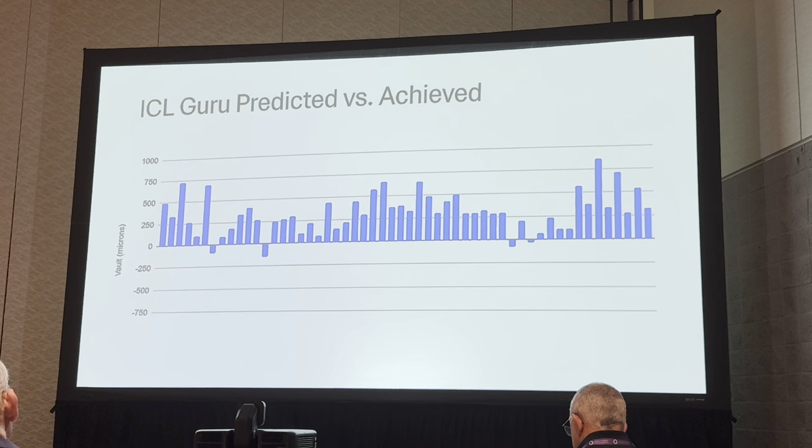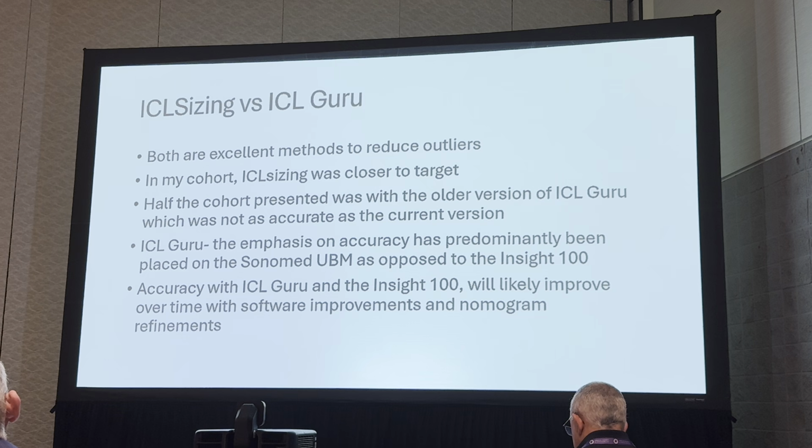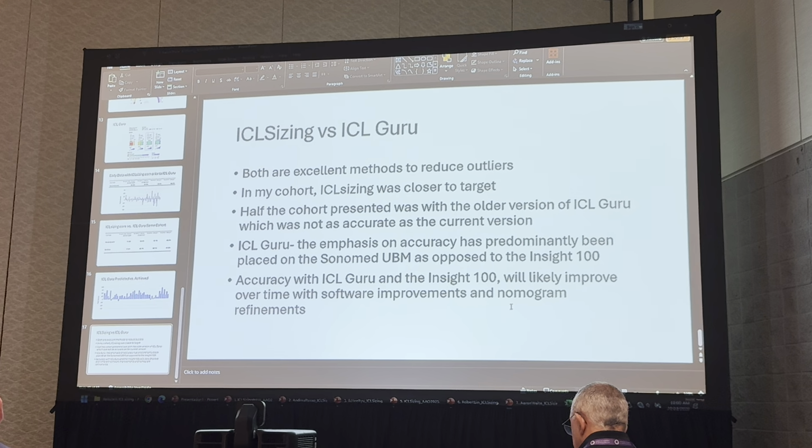Half the cohort presented earlier, that cohort with ICL sizing, was using a different ICL sizing software because they had just updated. So the new one's actually a little bit more accurate. I anticipate that in the future, these nomograms will get better, ICL sizing will get better as they start to help optimize that nomogram. All right, thank you.